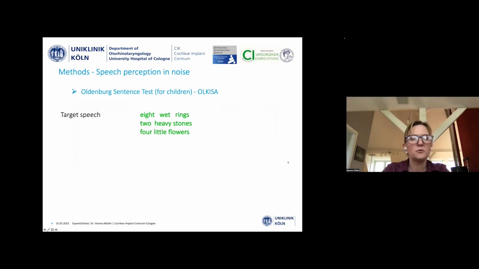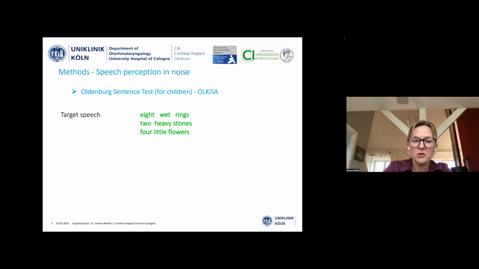we used for the speech perception in noise the Oldenburg sentence test for children. The abbreviation in German is OLKISA. The OLKISA uses phrases of 3 words, which have to be repeated by the child. And it's always the structure you see here. It's a number, an adjective, and a noun. And for each position, 10 possible words exist, and they can be combined at random, so that you have phrases like 8 wet rings or 8 heavy flowers, 4 wet stones, or something like that.